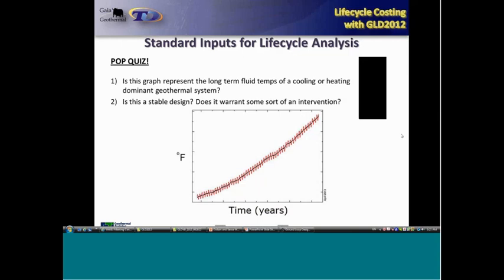And now the question is, is this a stable design? Does it warrant some sort of an intervention? And I think we can all look at this and I'll answer that question and say, certainly, you would not want to install a system where the predicted temperatures are going up like this.